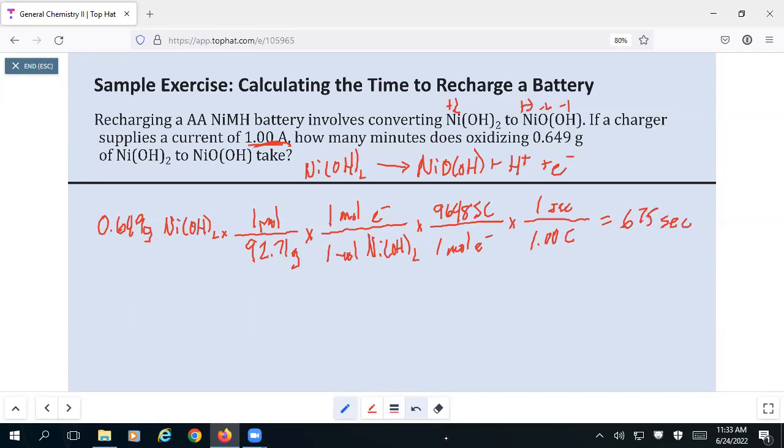It did ask us for minutes, so we do need to do one last conversion, 60 seconds in 1 minute. So this would be 11.3 minutes to do this conversion at that current.